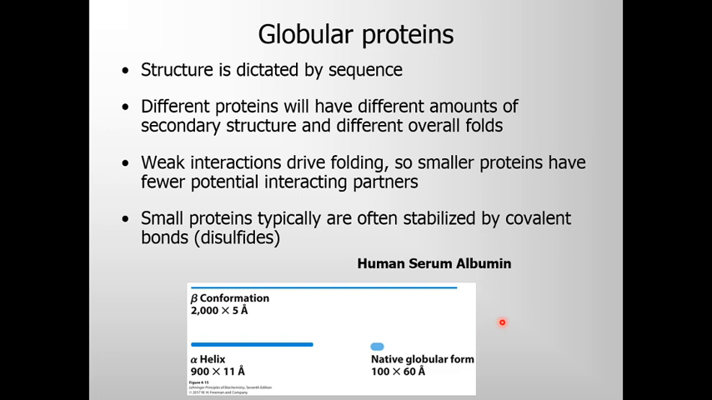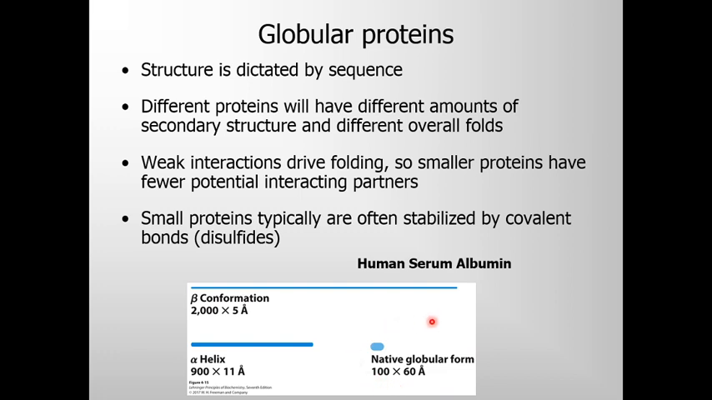Shown here is an example of human serum albumin. This protein has 585 amino acid residues in a single chain. Now, given here are the approximate dimensions of a single polypeptide chain that it would have if it occurred entirely in a beta conformation, or as in an alpha helical conformation. Also shown is the size of the protein in its native globular form.